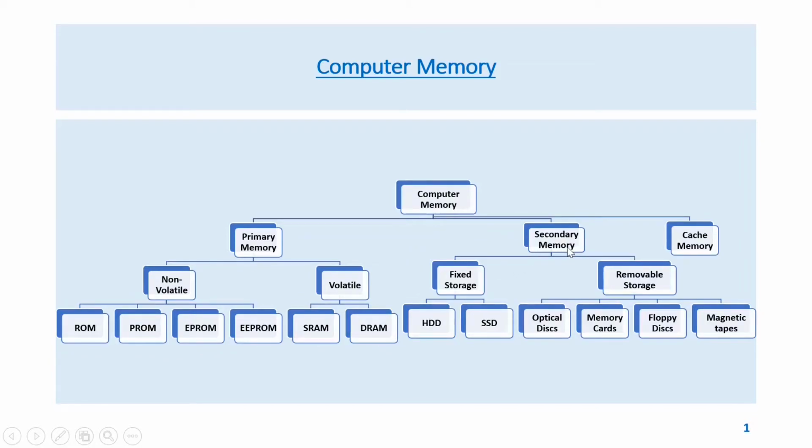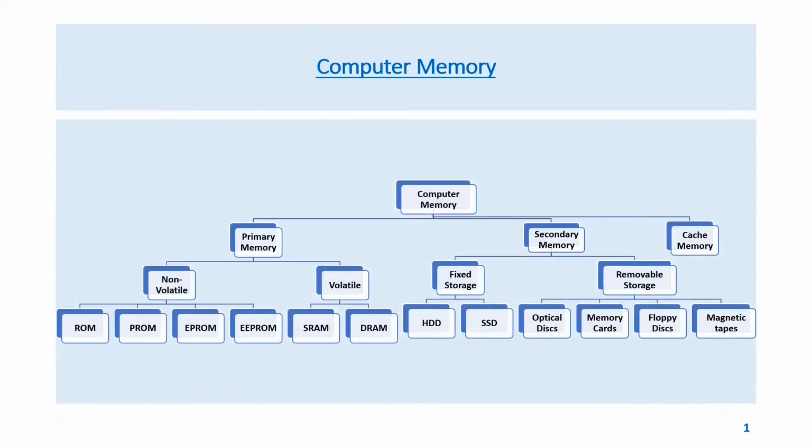Secondary memory is divided into either fixed storage or removable storage. The fixed storage secondary memory is HDD, that is hard disk drive, or SSD, that is solid state drive. And removable storage can be divided into optical disks, that is like DVDs, CDs, memory cards, floppy disks, magnetic tapes.